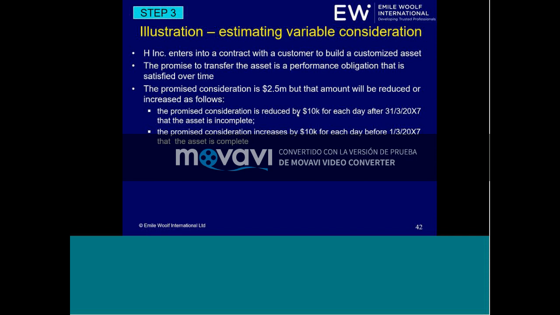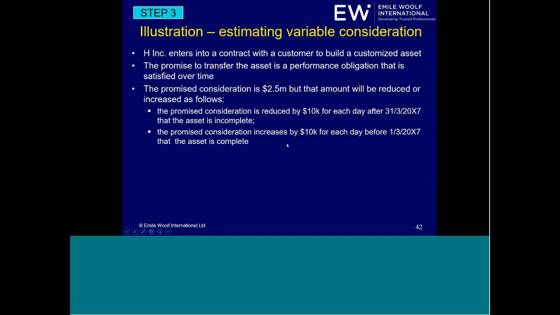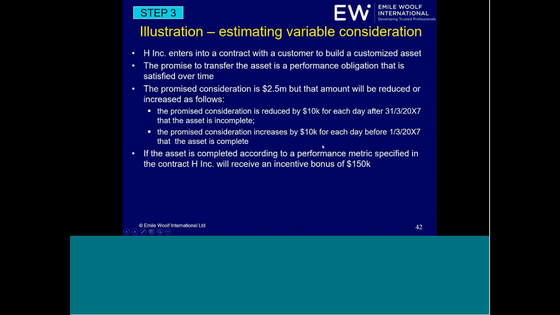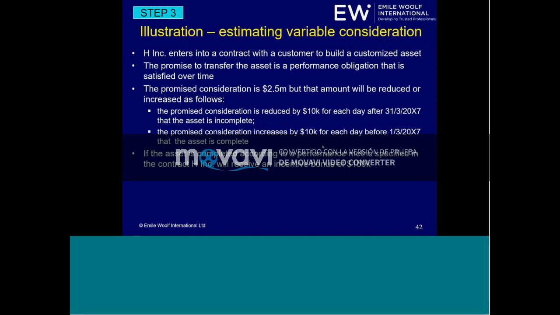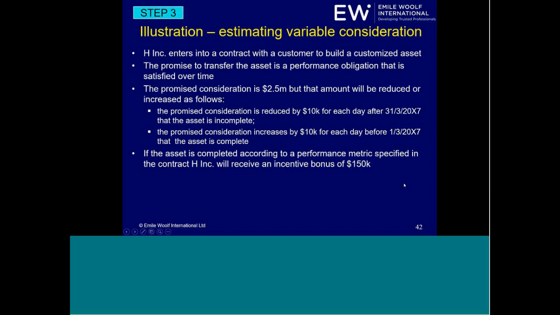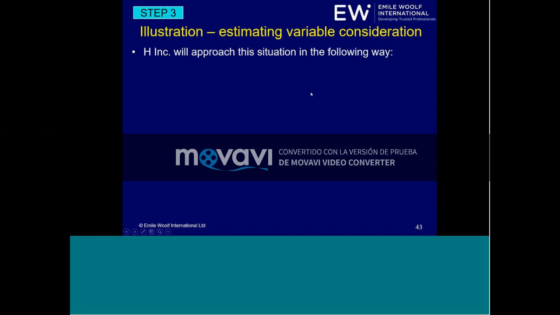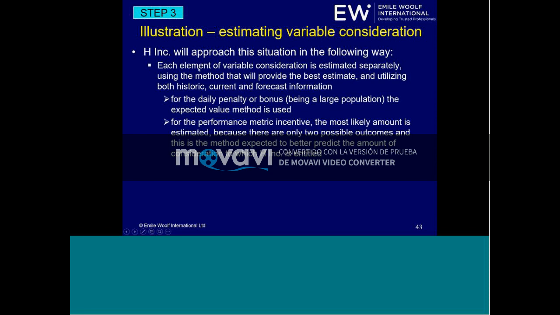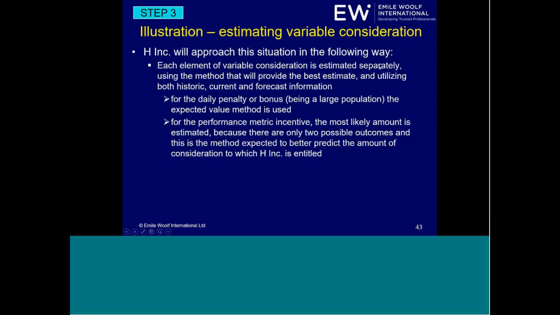Additionally, there's some sort of machine performance metric, and if the asset is completed within that performance metric, then you get an additional incentive bonus of 150,000. I mean, hopefully what you can see here is we've got quite a range of variability. Approach this situation in the following way. Each variable consideration will need to be estimated separately using a method, remember, expected value or most likely, that's going to provide the best estimate, using historic, current, and any forecasted predictive relevant information.